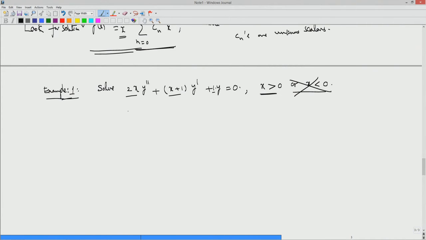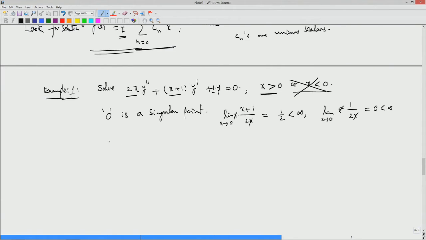Because 0 is a singular point first of all, take (x + 1) divided by a2 times a1, and take the limit as x goes to 0 after multiplying with x. What happens? You will have half, which is finite. Now you look at a0 divided by a2, 1 by 2x², multiply with x², take this limit, and this becomes simply 0, which is finite. So, since these 2 limits are finite, 0 is a regular singular point.